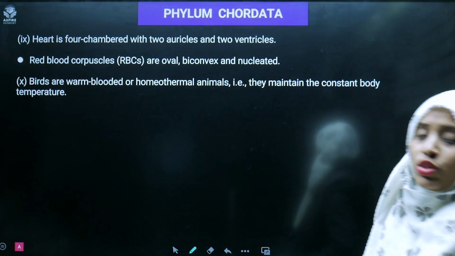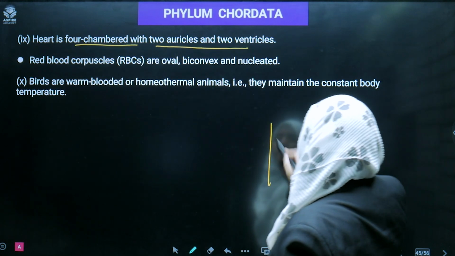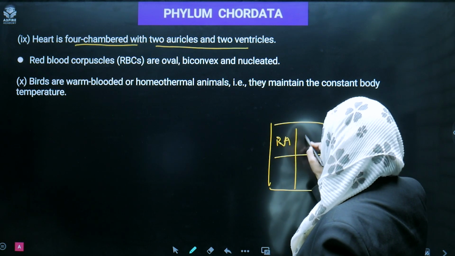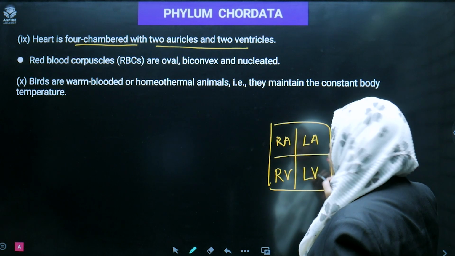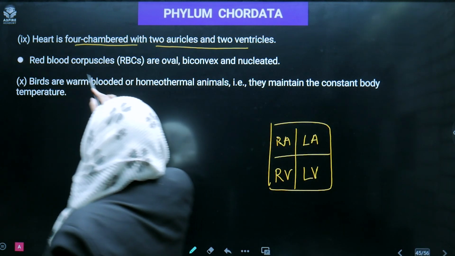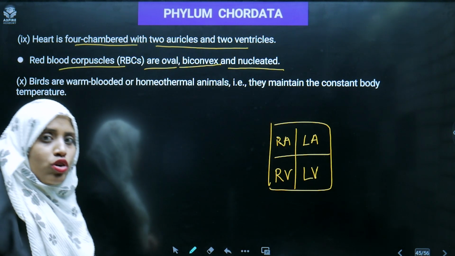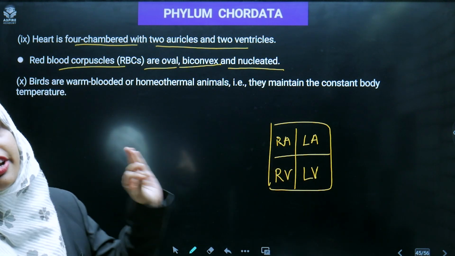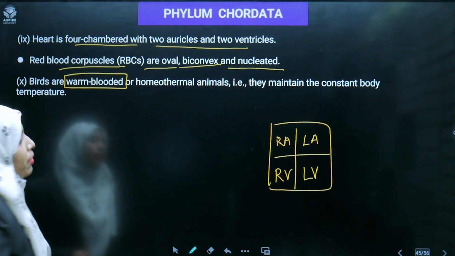Now the heart. The birds have a proper four-chambered heart with two auricles and two ventricles: right auricle, left auricle, right ventricle, and left ventricle. So they have a proper four-chambered heart. RBCs are oval, biconvex, and nucleated. As far as we have seen, fishes and reptiles all have nucleated RBCs. Birds are warm-blooded animals.